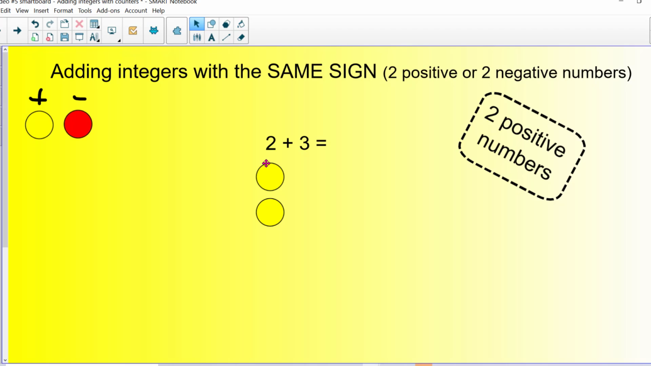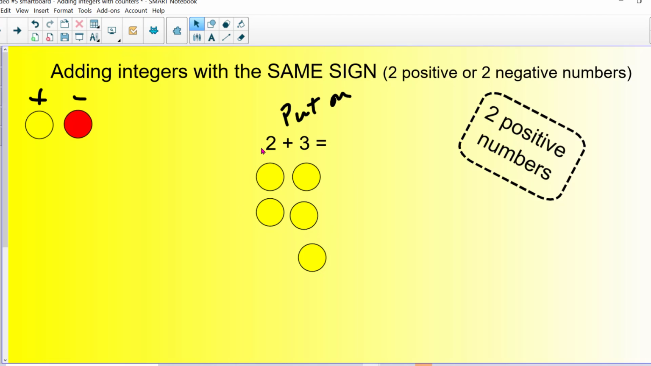The first number is what we put on first. Then it says to add. Well, what's another name for adding? One that we said was, for example, to put on. So that means we're going to start with the first and put on three positives. So here's 1, 2, 3. And now we've done the problem.